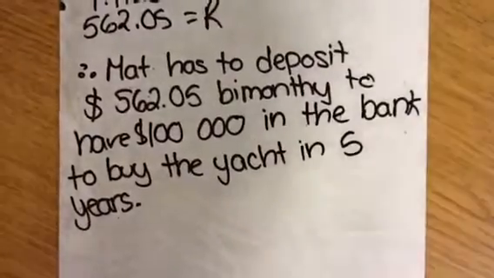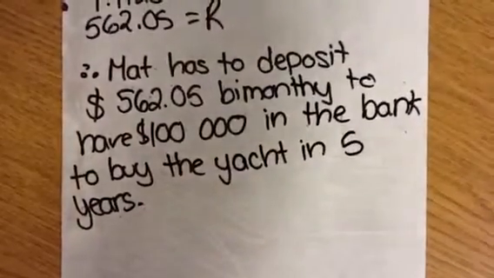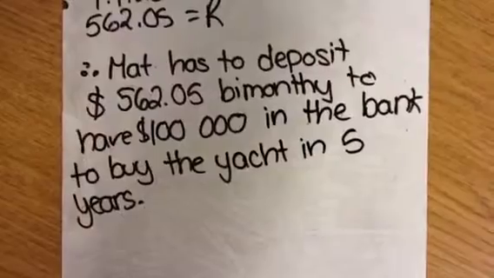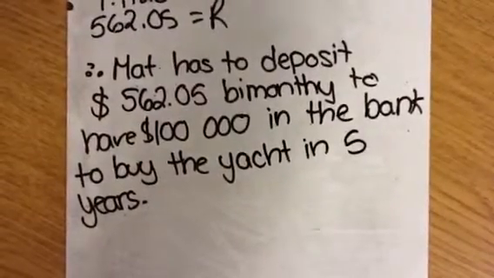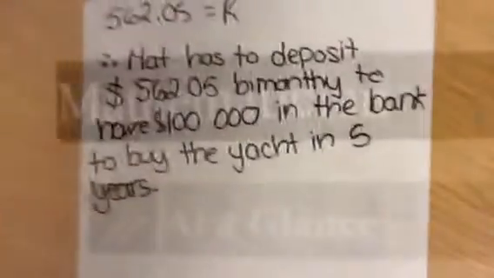Therefore, Matt has to deposit $562.05 bi-monthly to have $100,000 in the bank to buy his yacht in 5 years.